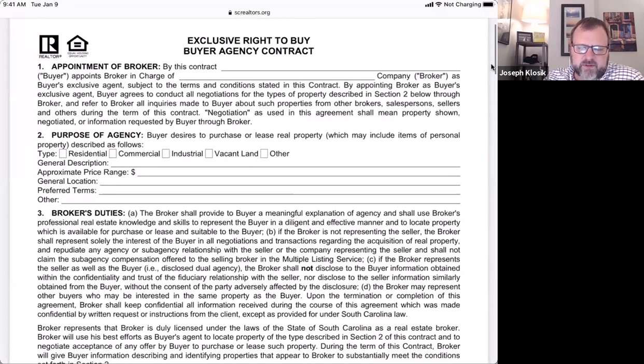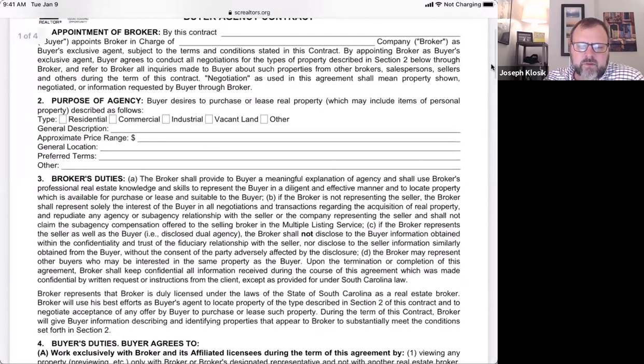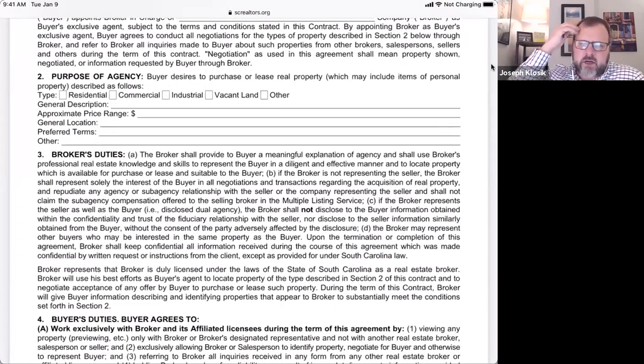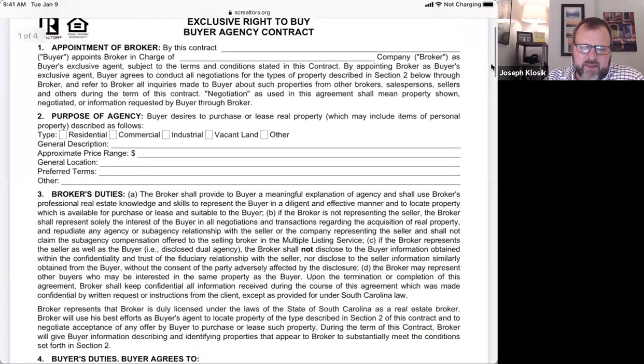Now, as far as the purpose of this agency, this is where you do want to start putting some guidelines in there. You don't want to make this too specific where you're not covered, so to speak, if they do go to new construction or something out in your area. But then you also don't want to be so broad that they're locked in regardless of where they are in the state. So from here, general description, I would put single family, condo, townhome, whatever they're looking for, their price range, general location, and then for preferred terms and other, typically we don't see a whole lot put in there.